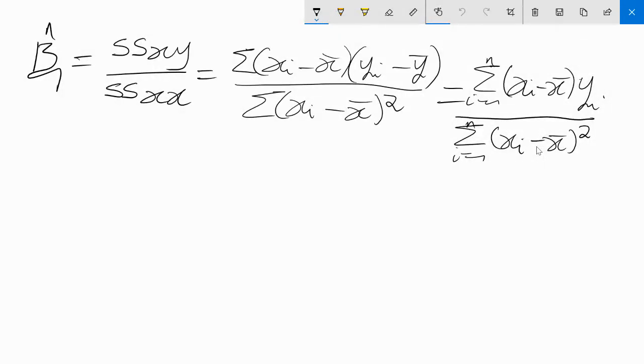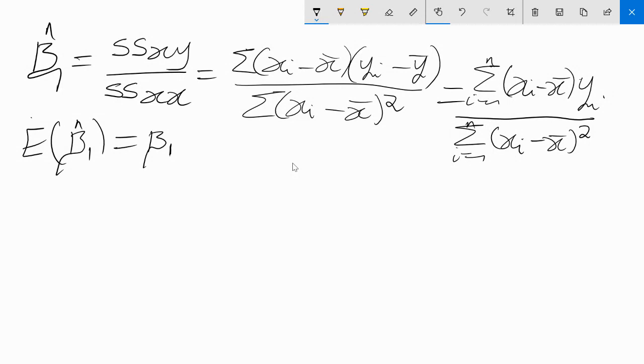So beta 1 can be written in this way. Now we want to show that the expected value of beta 1 hat is equal to beta 1. This is what we want to show.